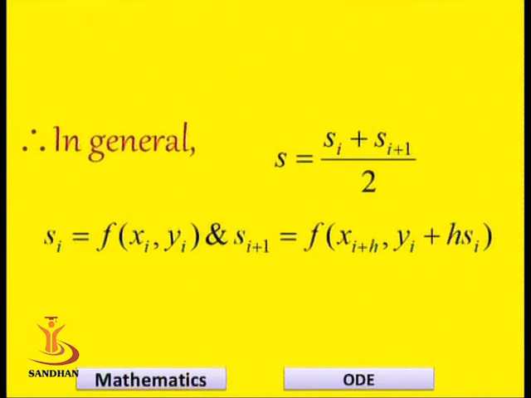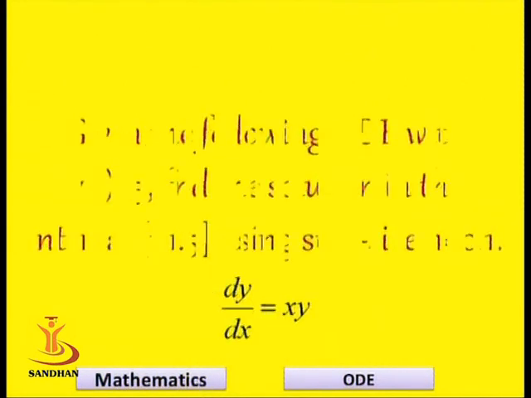yi plus h into si. Thus, yi plus 1 can be obtained by the generic equation yi plus 1 is equal to yi plus h into s. This is the equation of Runge-Kutta second order methods. Let us quickly take an example.